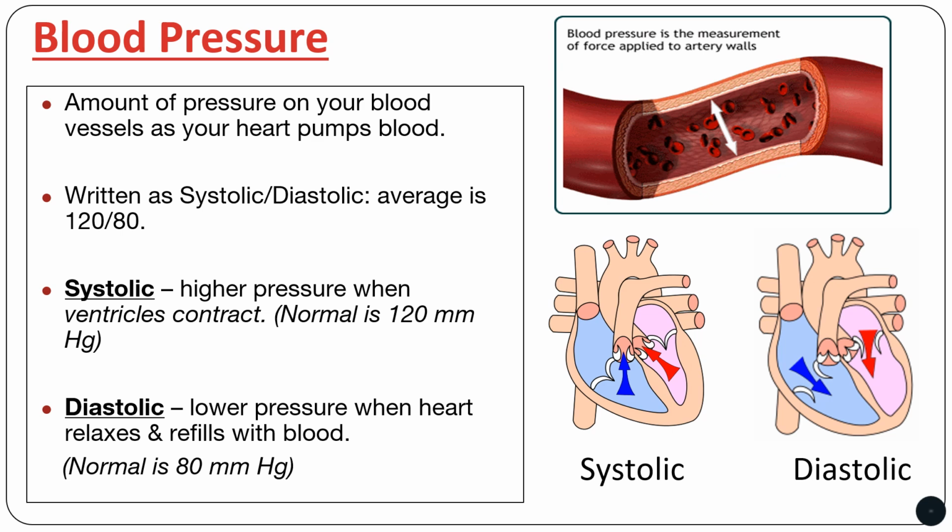Blood pressure is going to be the amount of pressure on your blood vessels as your heart is pumping that blood through there. It is written as systolic over diastolic. The average is about 120/80. And remember, systolic, we're going to have higher pressures when those ventricles contract. And the diastolic is going to be the lower pressure because this is more when the heart is relaxing and refilling with blood.